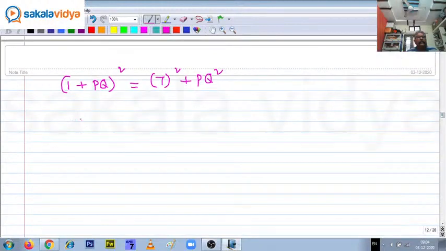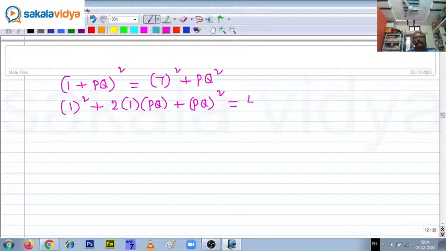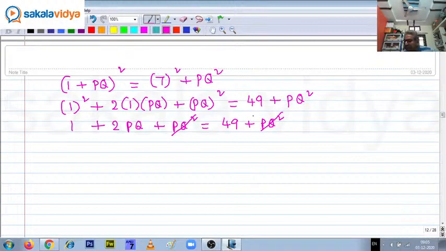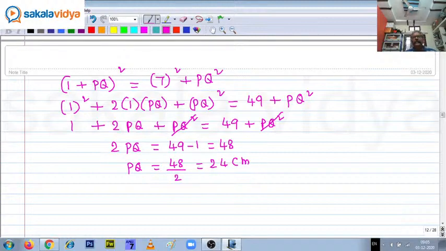So now what shall we do now here? A plus B whole square. A plus B whole square means 1 square plus 2AB, 2 times 1 times PQ, plus PQ square, equal to 49 plus PQ square. So this can be written 1 plus 2PQ plus PQ square equal to 49 plus PQ square. Now what shall we do? PQ square gets cancelled. Very good, Sony. So now the 2PQ equals to 49 minus 1 is 48. PQ equals to 48 by 2 is 24 centimeters. Is 24 centimeters.